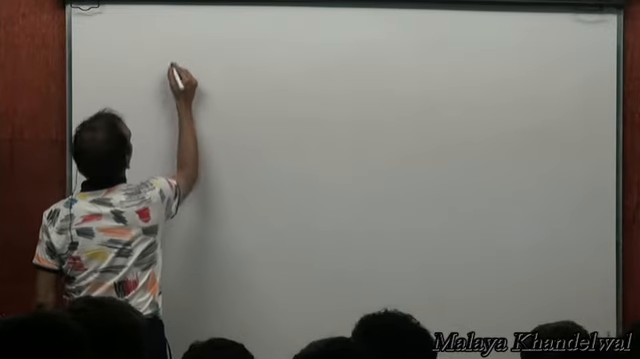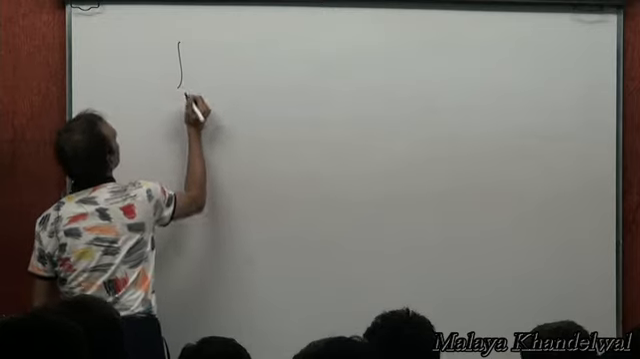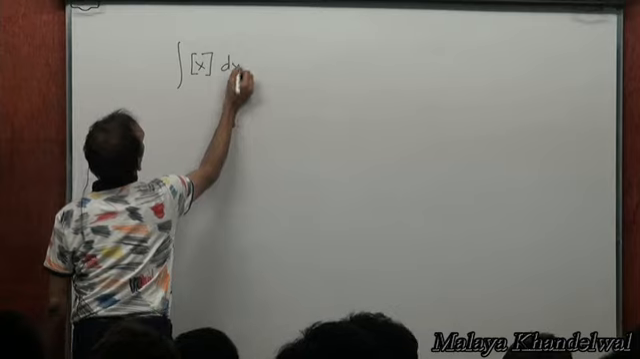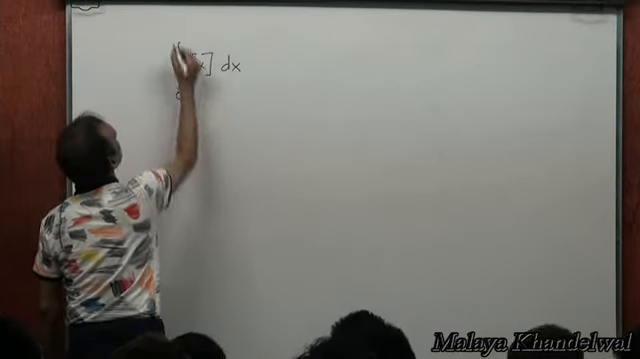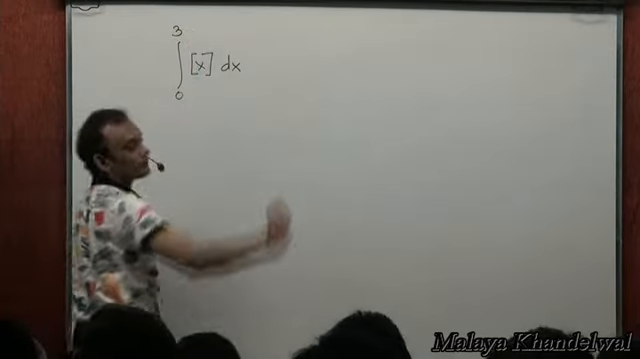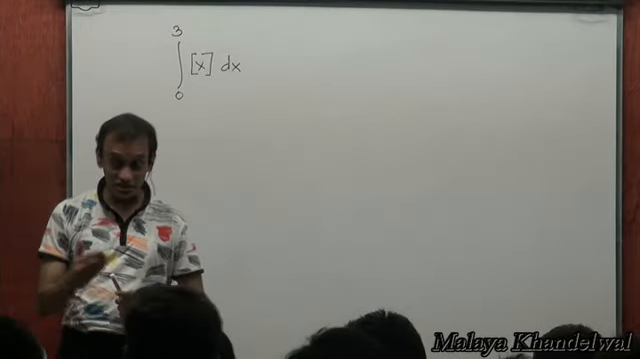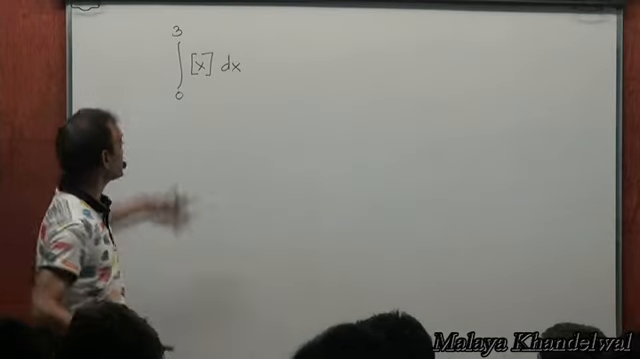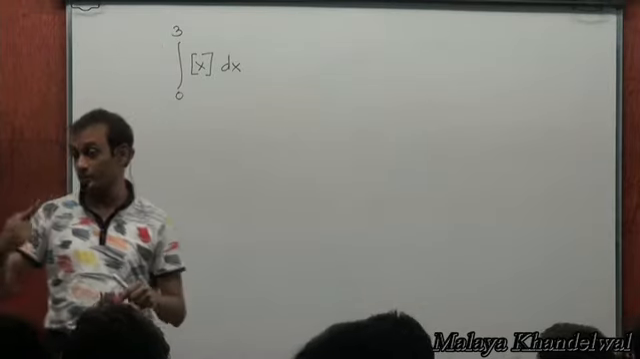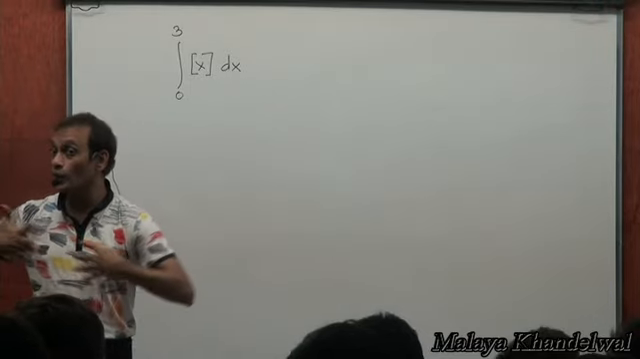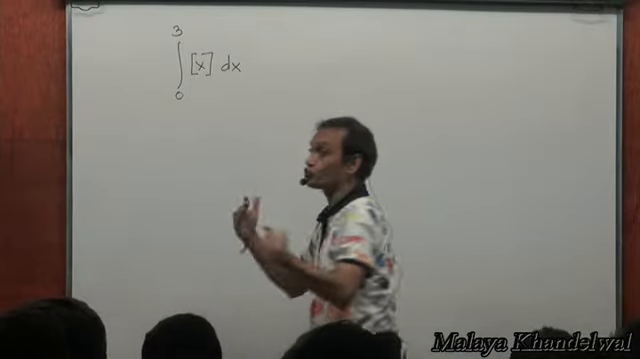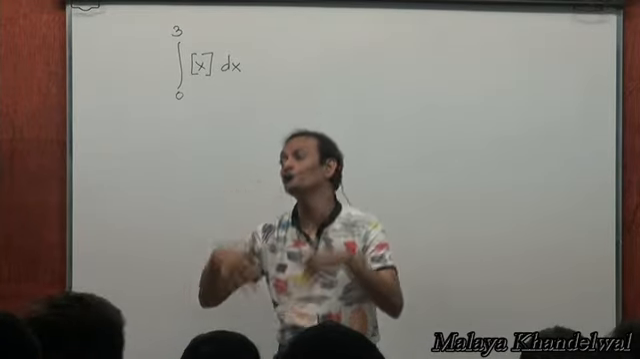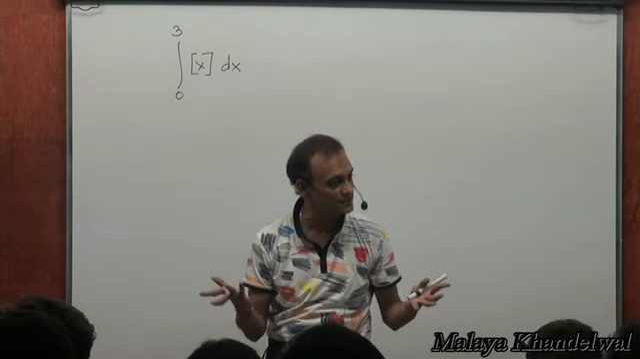For example, say I talk of integral of box x dx, x runs from 0 to 3. Box x is discontinuous at 1 and 2, right? It's not continuous in the interval 0 to 3. It's discontinuous at points 1 and 2. So what I'll do is break this interval 0 to 3 as 0 to 1, and then 1 to 2, and then 2 to 3.